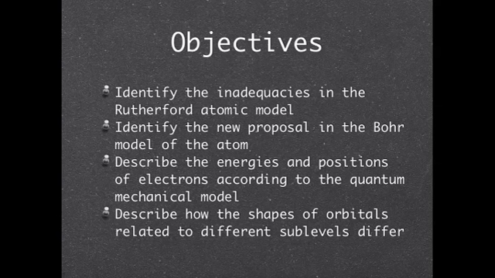Okay, so remember at the beginning I asked you to look at the objectives, and so what I want you to do is in your notes write down some of the inadequacies of the Rutherford atomic model. What was wrong with it? Why didn't they like it? Why did we change it? Second one, explain to me what the Bohr model was about. And the third thing, explain the energies and positions of electrons according to the quantum mechanical model. So explain to me in your words what the quantum mechanical model means so that we can talk about that.